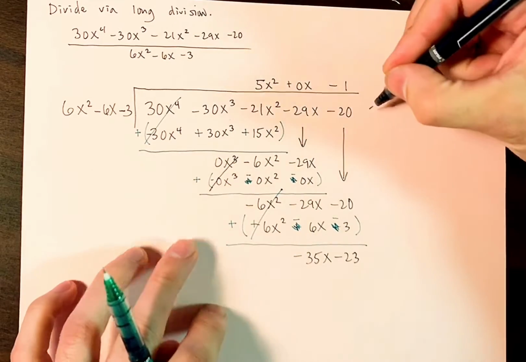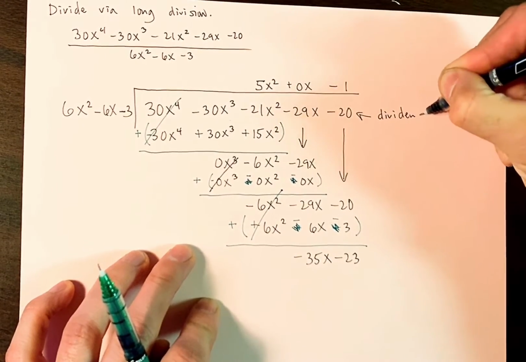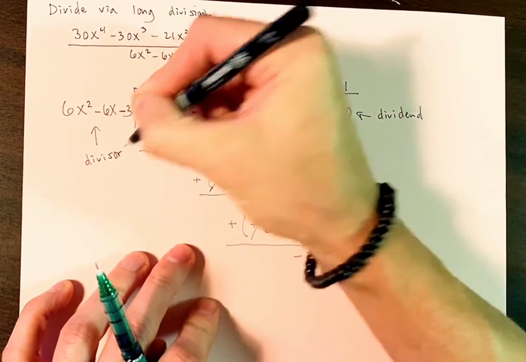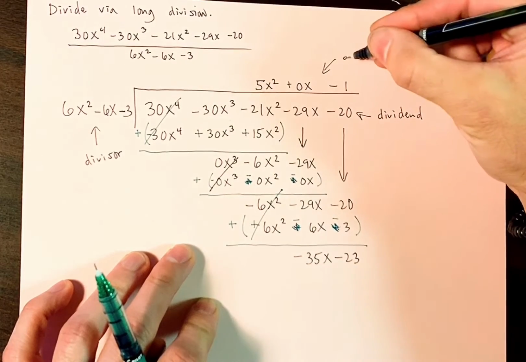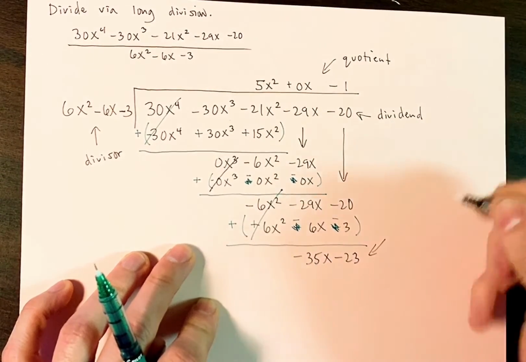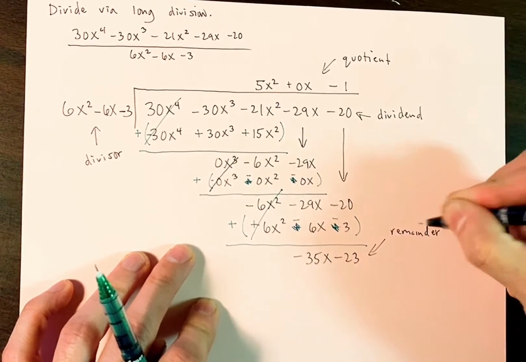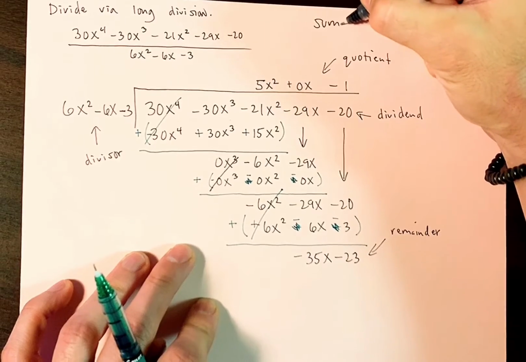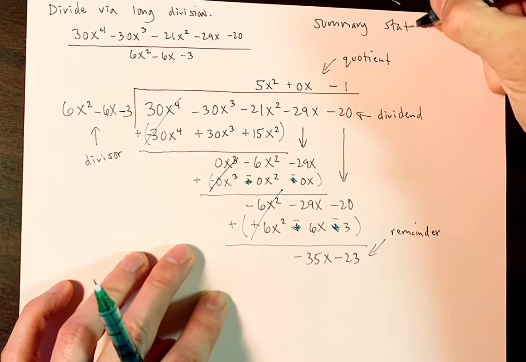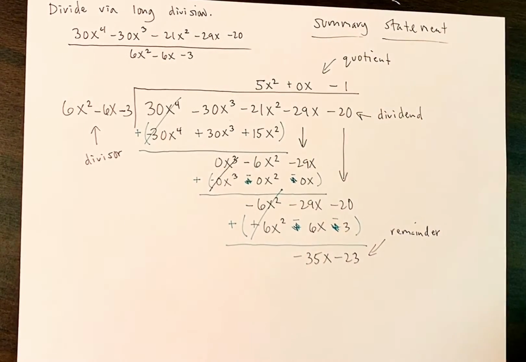Now let's do some labels. This here was called the dividend. This out here is what we call the divisor. You can call this component up here the quotient, and you can call this here the remainder. You see, a lot of times what they want you to do is they want you to provide for them a summary statement. So this is how you build a summary statement, okay?